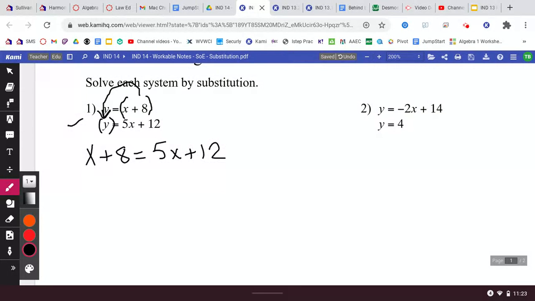And by doing this, I haven't changed anything because I know that y equals x plus 8. So in the other equation, in place of y, if I use x plus 8, now everything is in terms of x. Now I only have one variable. Can I solve for x?